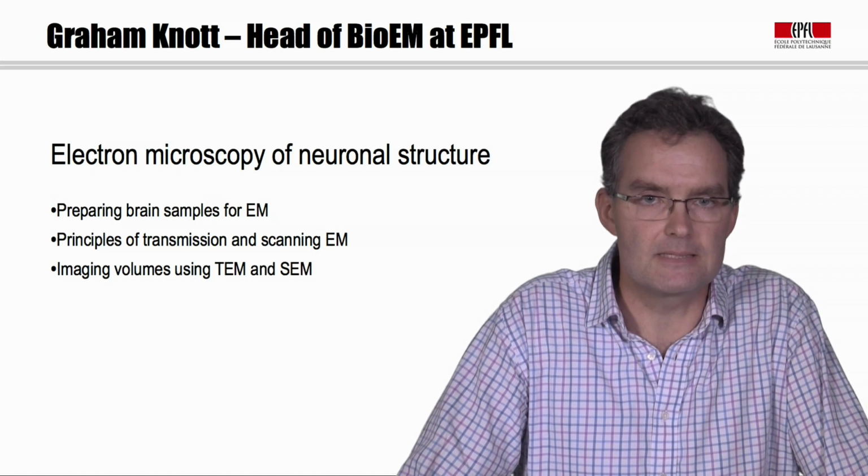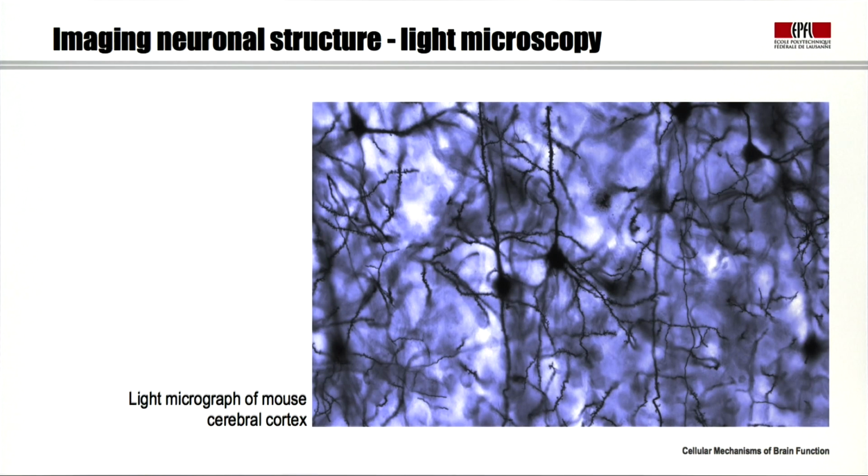electron microscopy techniques. If we start off by looking at a micrograph of the mouse brain, it's a section that has been stained with a silver technique that reveals just a tiny percentage of some of the neurons contained in this material. We can see neuronal cell bodies. We can also see dendrites protruding from the cell bodies, and we can also see some axons traversing through the material.